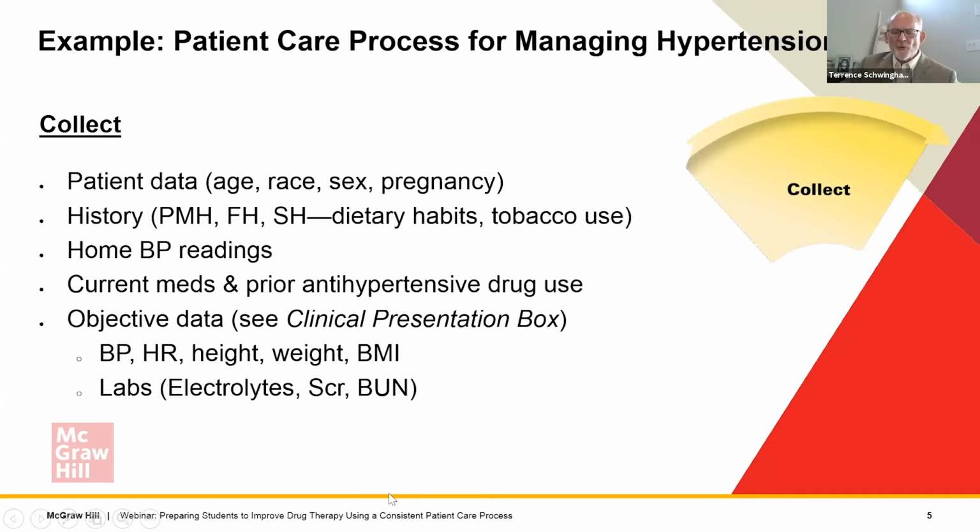So the first step is to collect information. So the reader must consider what information is needed to assess and manage a patient with hypertension. So certainly you'll need patient data, the patient's history, any home blood pressure readings they might have taken, medications and their prior experience with antihypertensive drug use, as well as objective data.